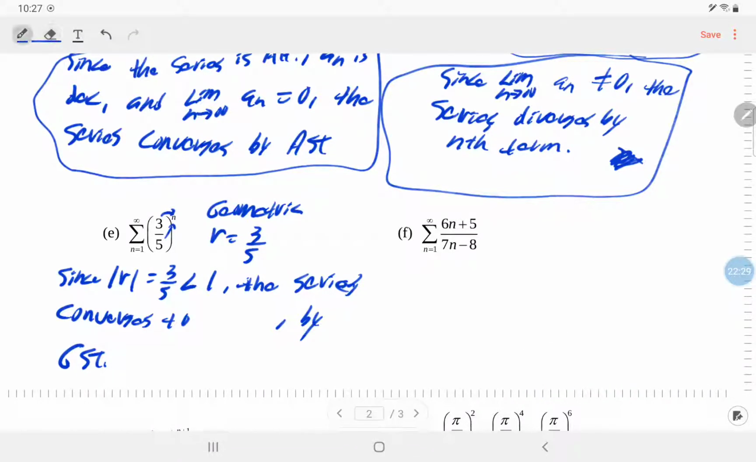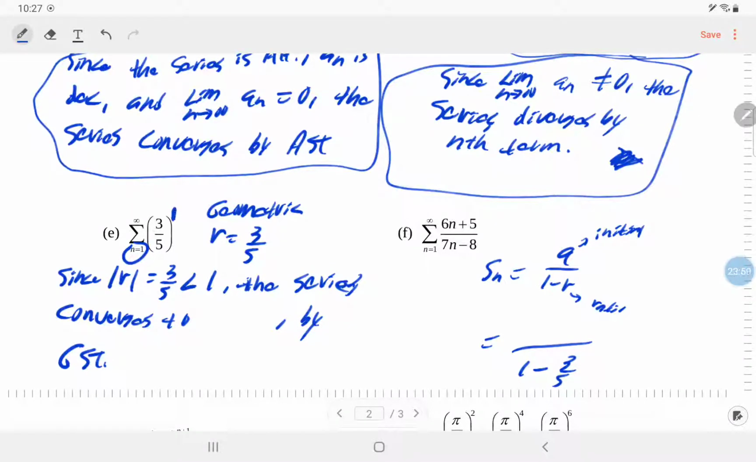You might recall us saying that the sum of the n terms is a over 1 minus r. A is your initial term. R is your ratio. And I know my ratio is 3/5. All that remains is I've got to find my initial term. How do I find my initial term? I take the initial value 1 right there, and I plug it in for n. So 3/5 to the 1 is actually 3/5.